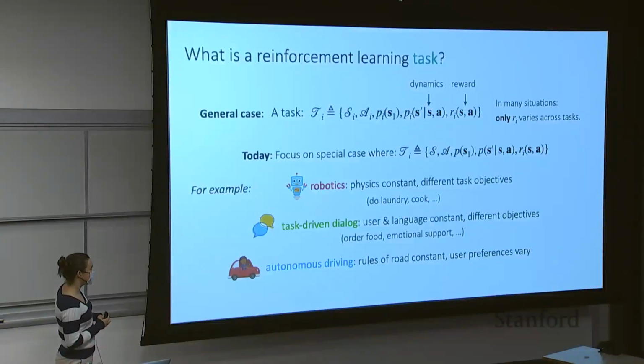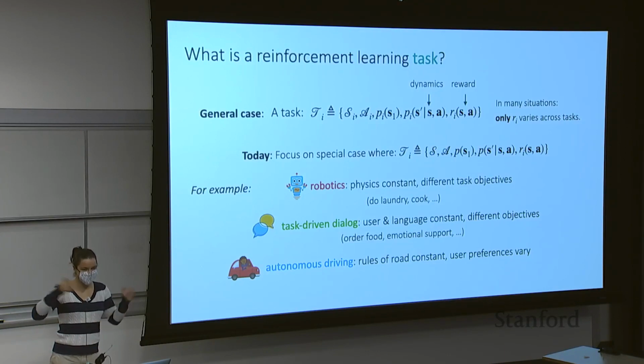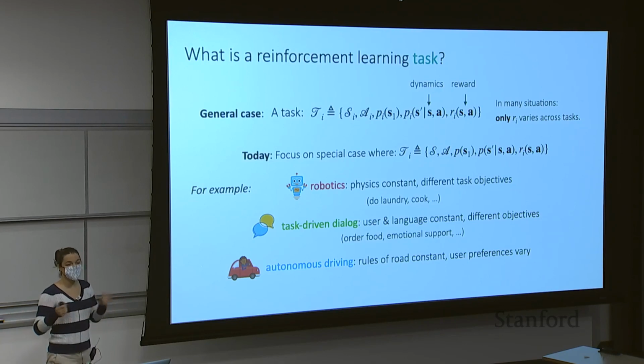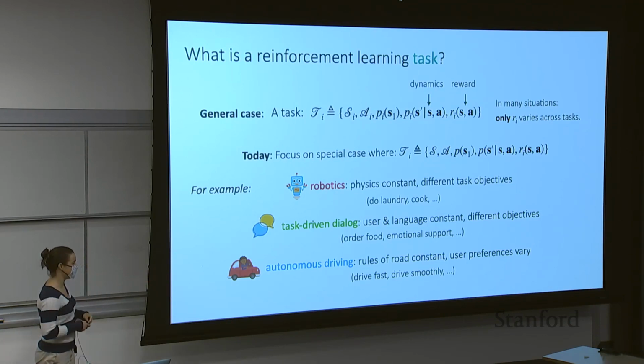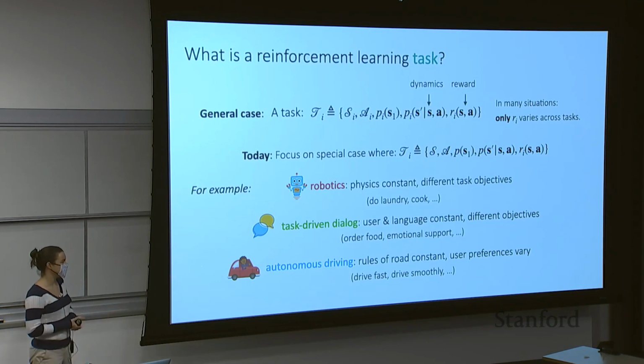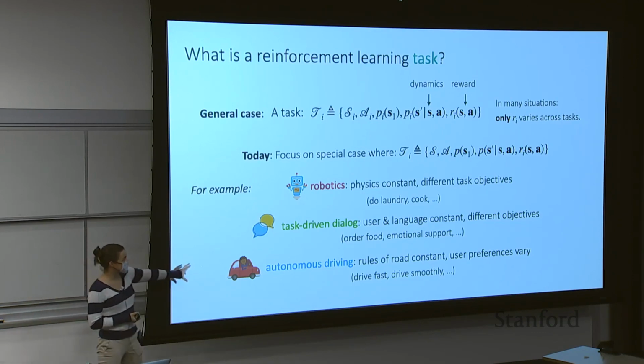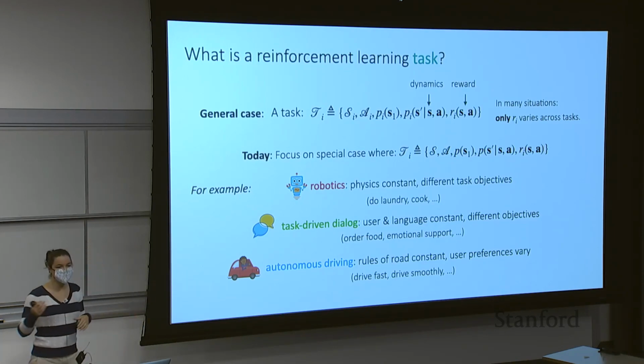Cool, and then in autonomous driving, another example is that usually the rules of the road are relatively constant if you're in the same country, for example. But users have different preferences. Some people maybe want you to drive fast, some people might want you to drive smoothly. Maybe you also want to get to different destinations. And so in this case, again, generally the dynamics are the same, assuming that it's the same car as well. But what's differing is the objective that you're trying to accomplish.